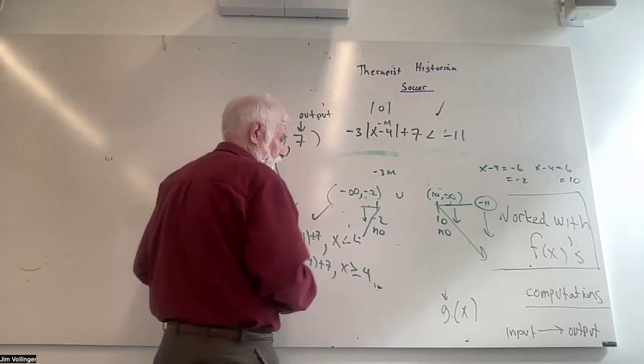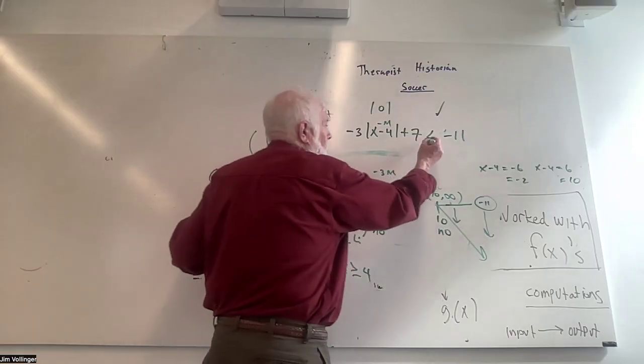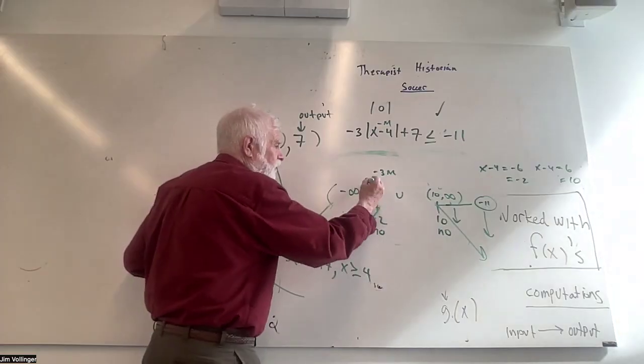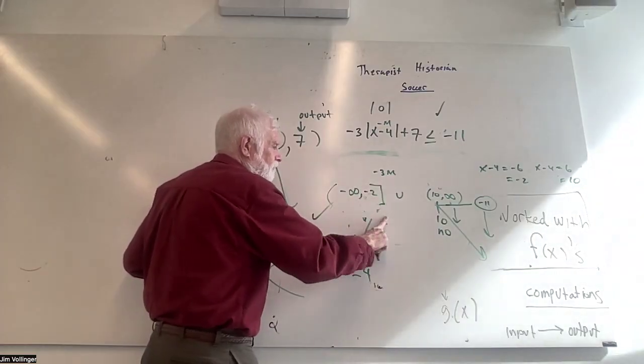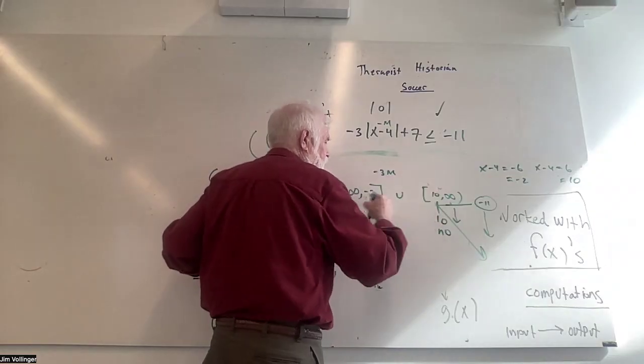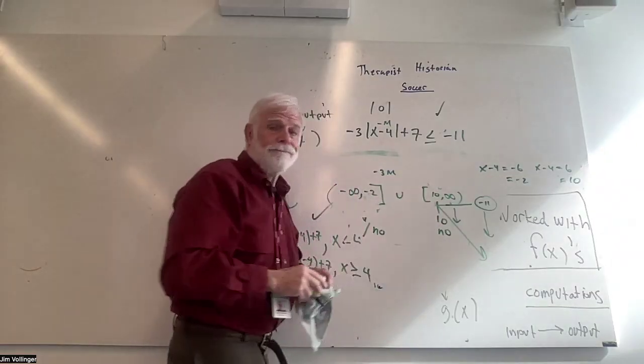So if I wanted less than or equal to, just the last thing from a mechanical standpoint, the parentheses becomes a bracket, because now the numbers negative 2 and 10 do work.